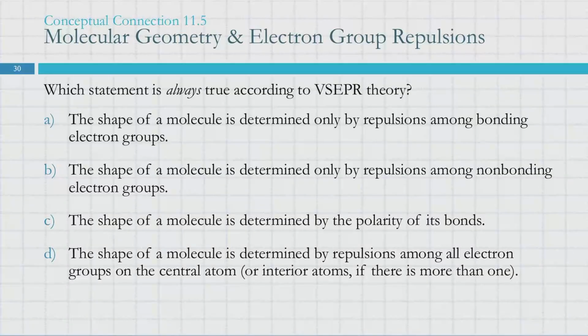Which of these statements is always true according to valence shell electron pair repulsion theory? The shape of the molecule is determined only by repulsions among bonding electron groups. The shape of a molecule is determined only by repulsions among non-bonding electron groups. The shape of a molecule is determined by the polarity of its bonds. Or the shape of a molecule is determined by repulsions among all electron groups on the central atom.